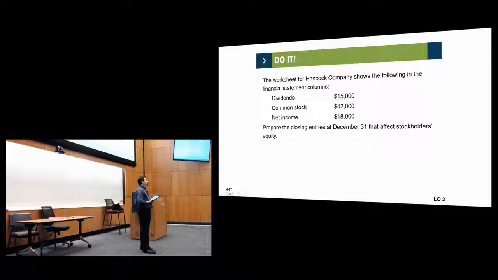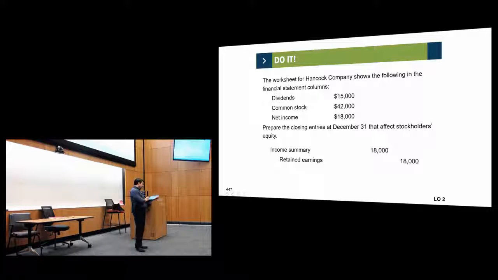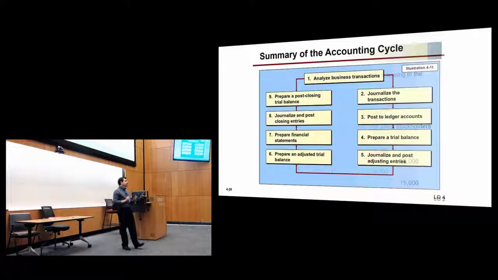So what are the closing entries? First, you need to close income summary. So we have net income. You need to close it. So you debit income summary, you credit retained earnings. And then you close dividends by debiting retained earnings and crediting dividends. Any questions? This is as simple as that. Does not get any simpler.